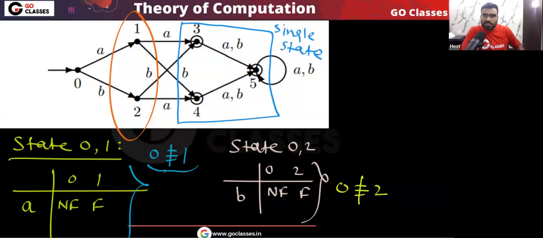This is a single state. Yes or no? Because we can merge 3, 4, 5. So this is a single state. Now you tell me about 1, 2. What about state 1, 2?